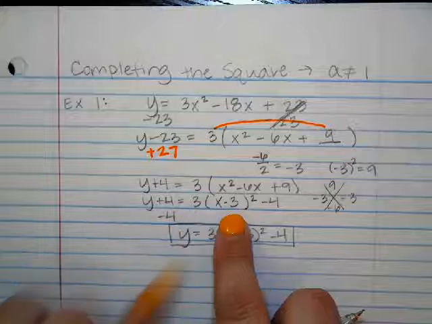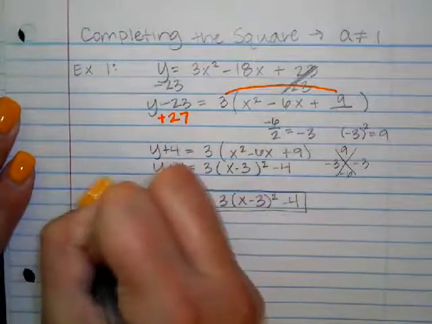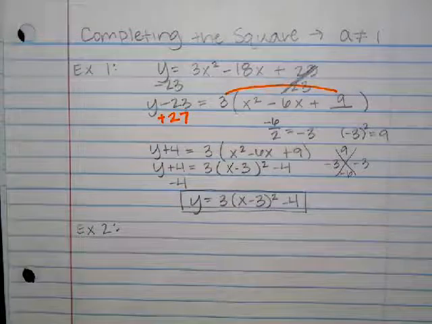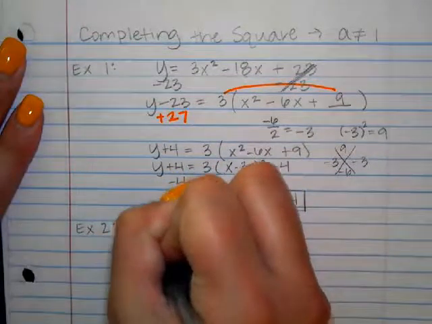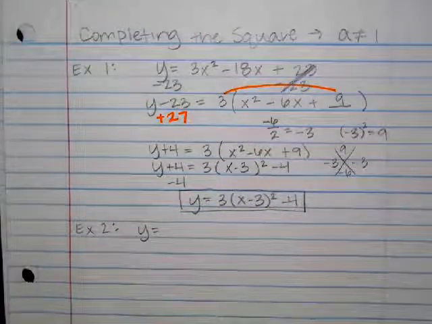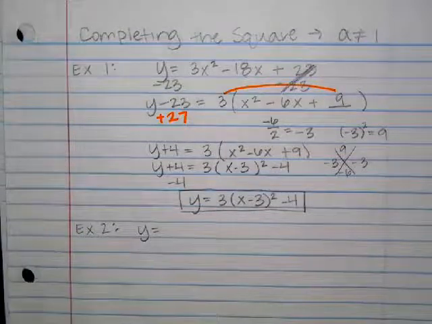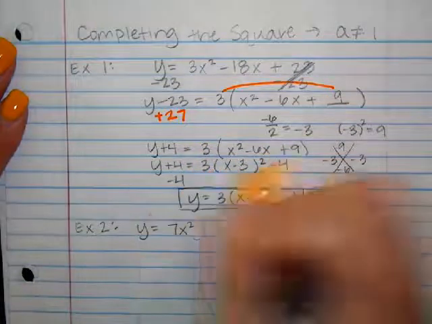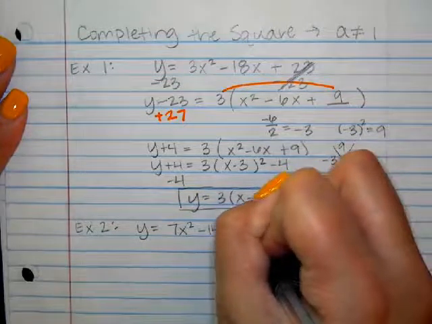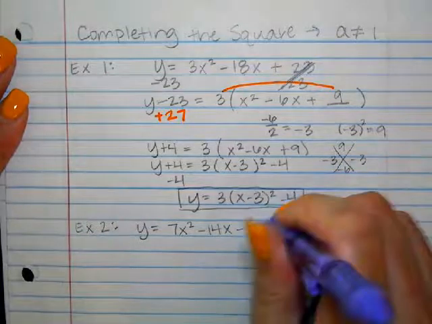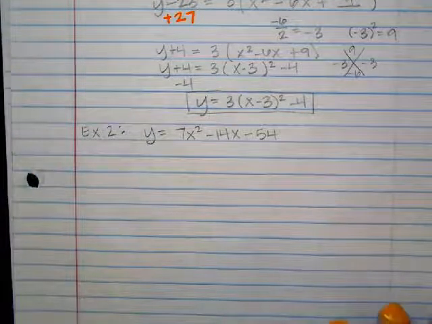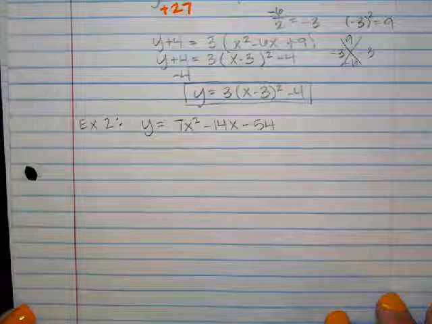Okay. All right, let's do another example. Example 2. We're going to do y equals, I want to get one without a 3 in front. Seven x squared minus 14x minus 54. Okay. So what should we do? Add 54 to the other side.